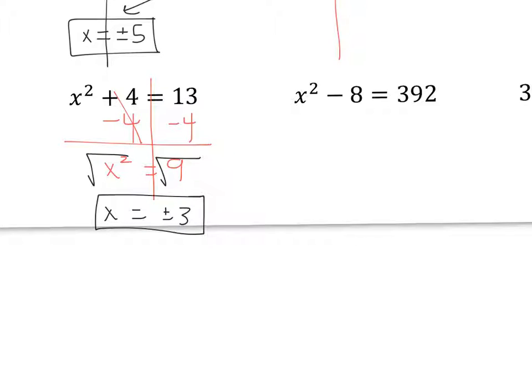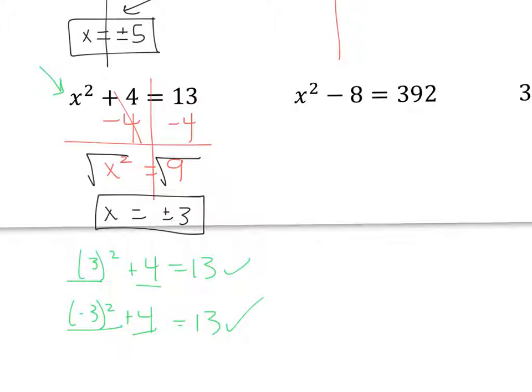And now I'm going to check my answer here. So I'm going to plug 3 back in for x and negative 3 back in for x and solve this equation. What this looks like is 3 squared plus 4 should equal 13. And this is 9 plus 4, which does equal 13. Now I'll use negative 3 and check that answer. Negative 3 squared is also positive 9, plus 4 does equal 13. So we know that we're correct. All right, let's continue on.